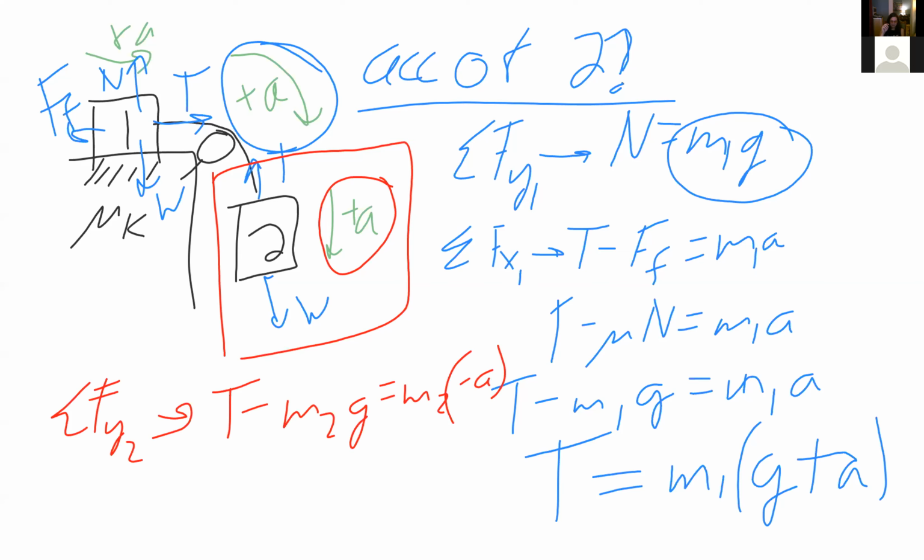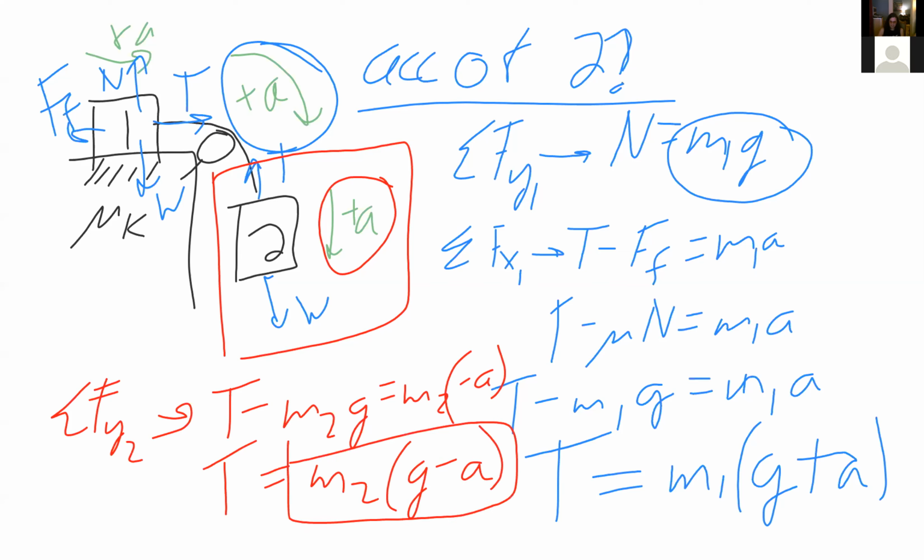Once we have set our equations up like this, we can equate our tensions. You'll notice that this gives you tension is equal to m2 times g minus a. This has to be the same tension in the rope, so I can set m2 g minus a equal to m1 g plus a, and then I can solve for a, and that's how I solve this problem.